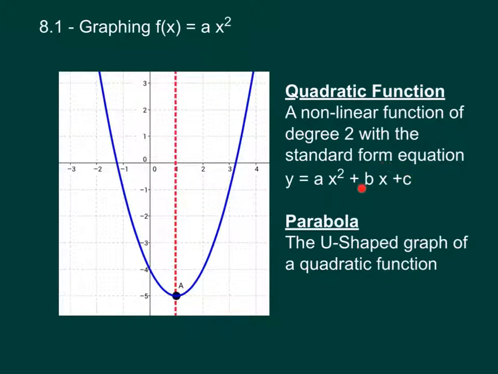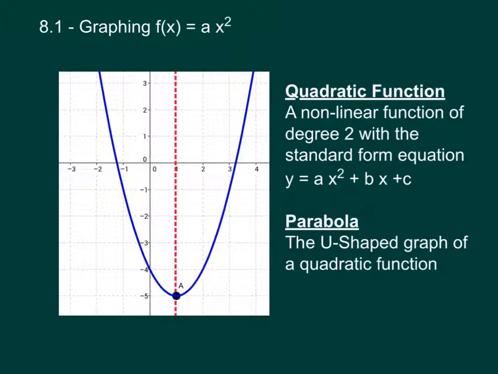When we involve the bx plus c, the graph gets a little bit more complicated, so today we're going to focus just on y equals ax squared. Now we mentioned that this function is nonlinear. The shape of the curve is called a parabola. And this parabola is a U-shaped graph of any quadratic function.